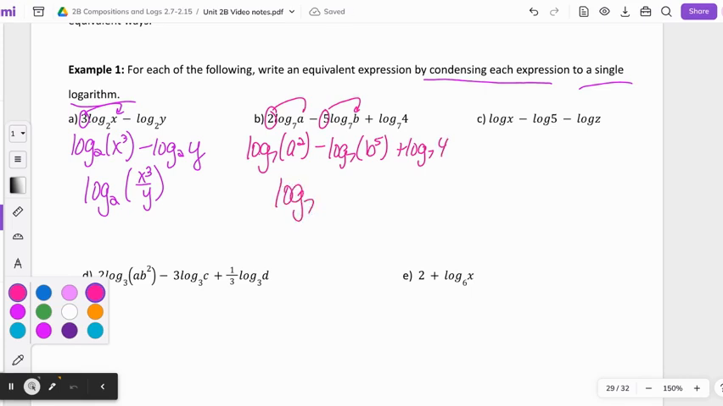And now when we put it all together, we've got 2 that are being added, so they're going to get multiplied. And then because it's minus the log base 7 of b to the fifth, that will be what we're dividing by.